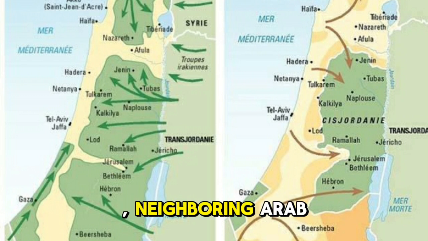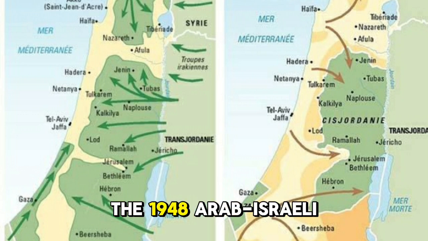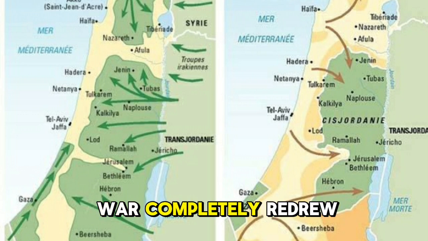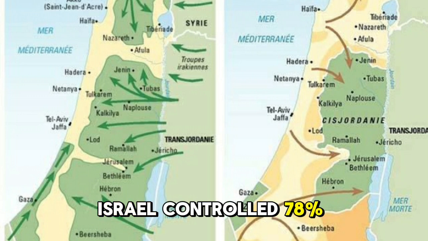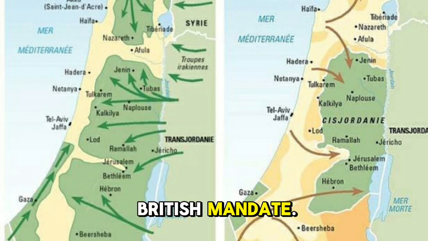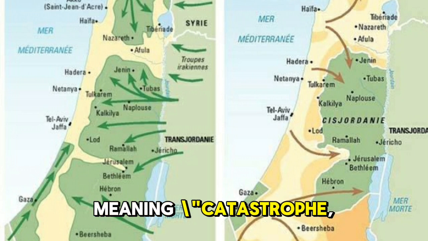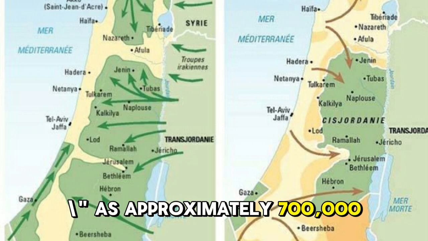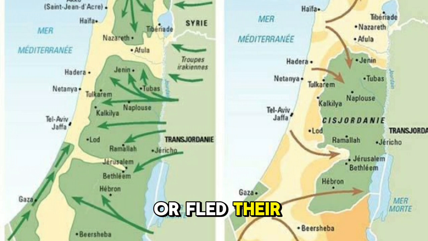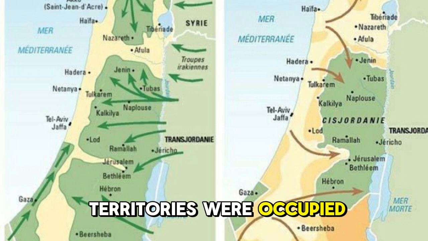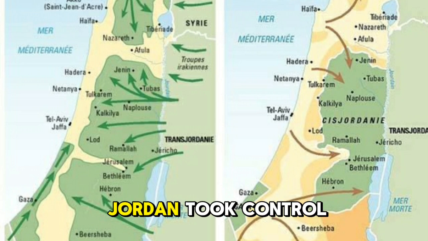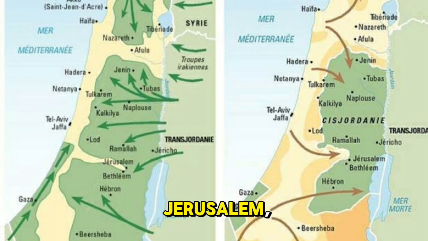The next day, neighboring Arab states invaded. The 1948 Arab-Israeli War completely redrew the map. When the fighting stopped in 1949, Israel controlled 78% of the former British Mandate. For Palestinians, this period is known as the Nakba, meaning catastrophe, as approximately 700,000 Palestinians were displaced or fled their homes, becoming refugees. The remaining Palestinian territories were occupied by neighboring Arab nations. Jordan took control of the West Bank and East Jerusalem, while Egypt administered the Gaza Strip.